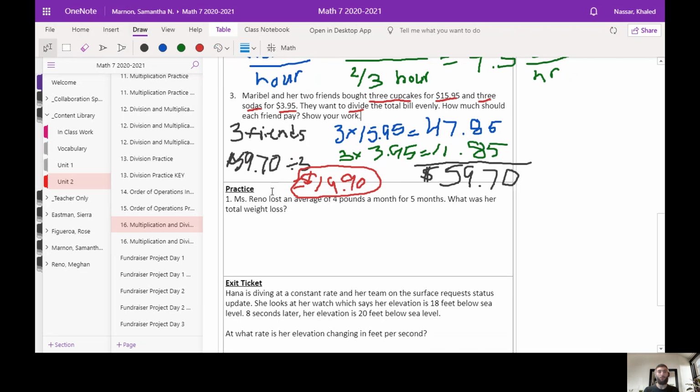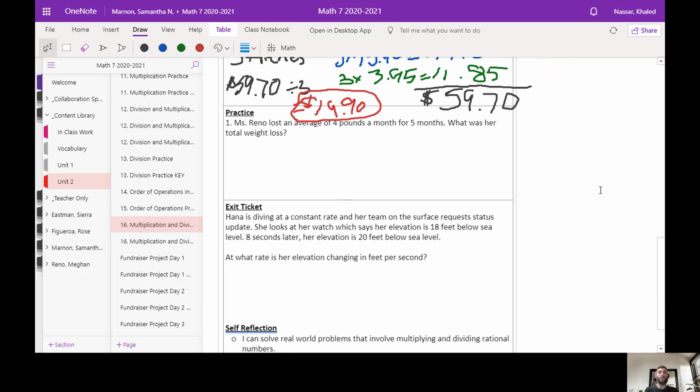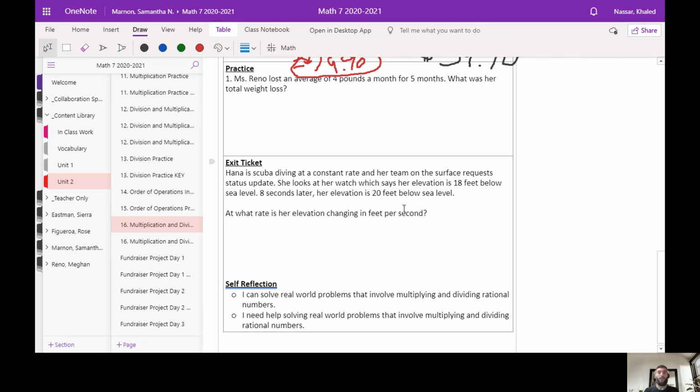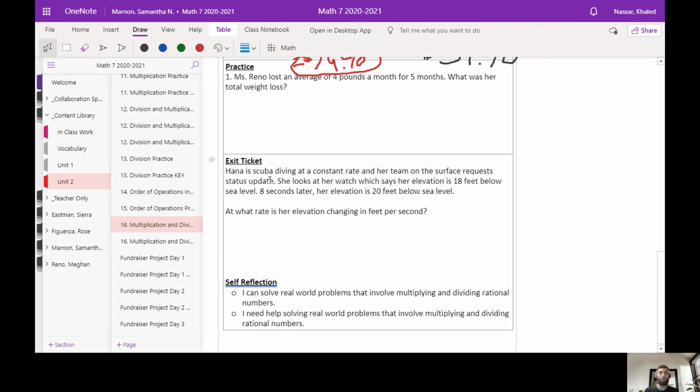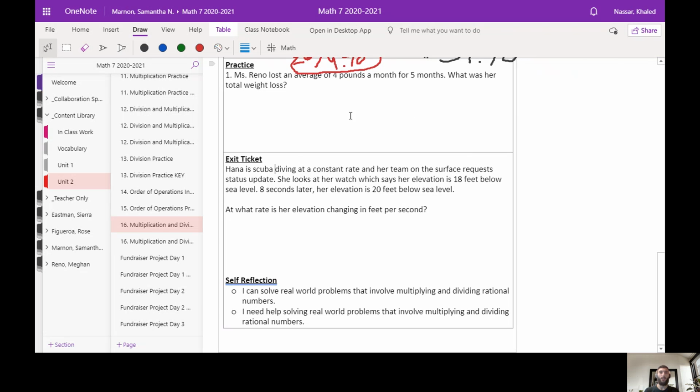Okay, now that leads us to our practice and exit ticket. Our practice reads, Miss Reno lost an average of 4 pounds a month for 5 months. What was her total weight loss? And our exit ticket is Hannah is scuba diving at a constant rate, and her team on the surface requests a status update. She looks at her watch, which says her elevation is 18 feet below sea level. 8 seconds later, her elevation is 20 feet below sea level. At what rate is her elevation changing in feet per second? You're going to take independent work time and work on practice 1 and exit ticket. And once you are finished with those 2, you're going to do a little self-reflection.